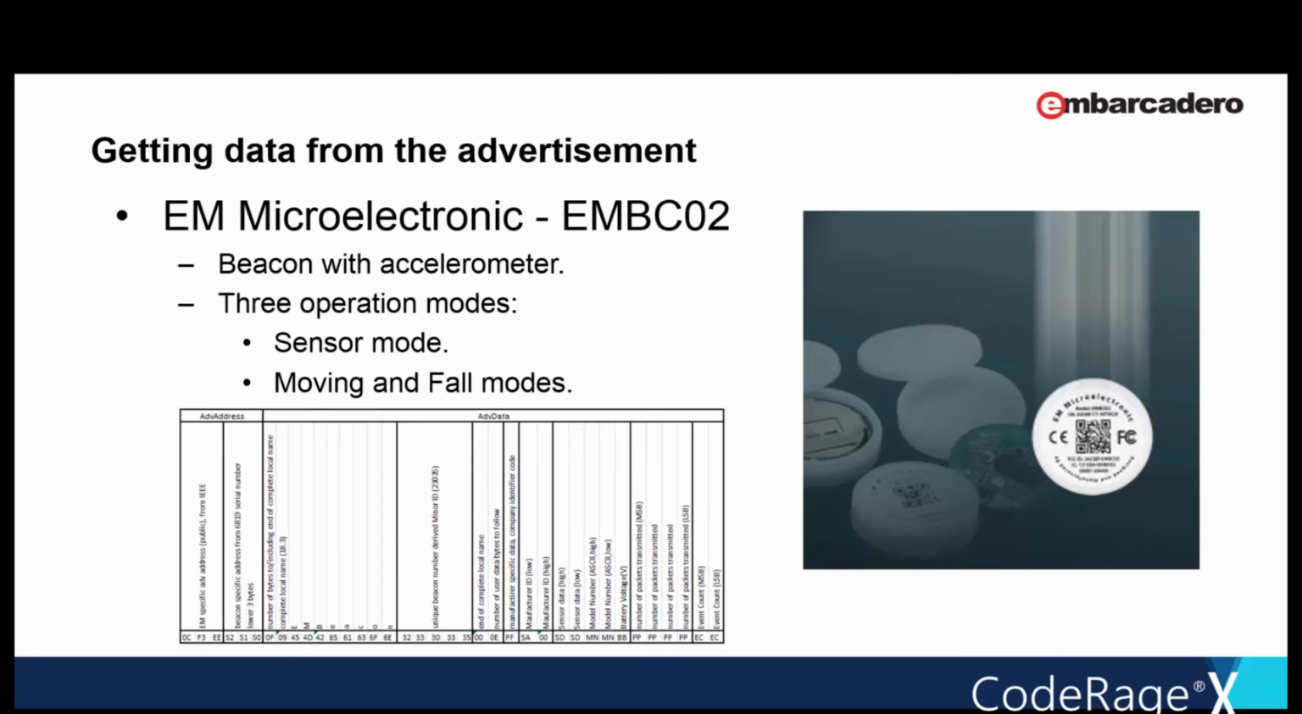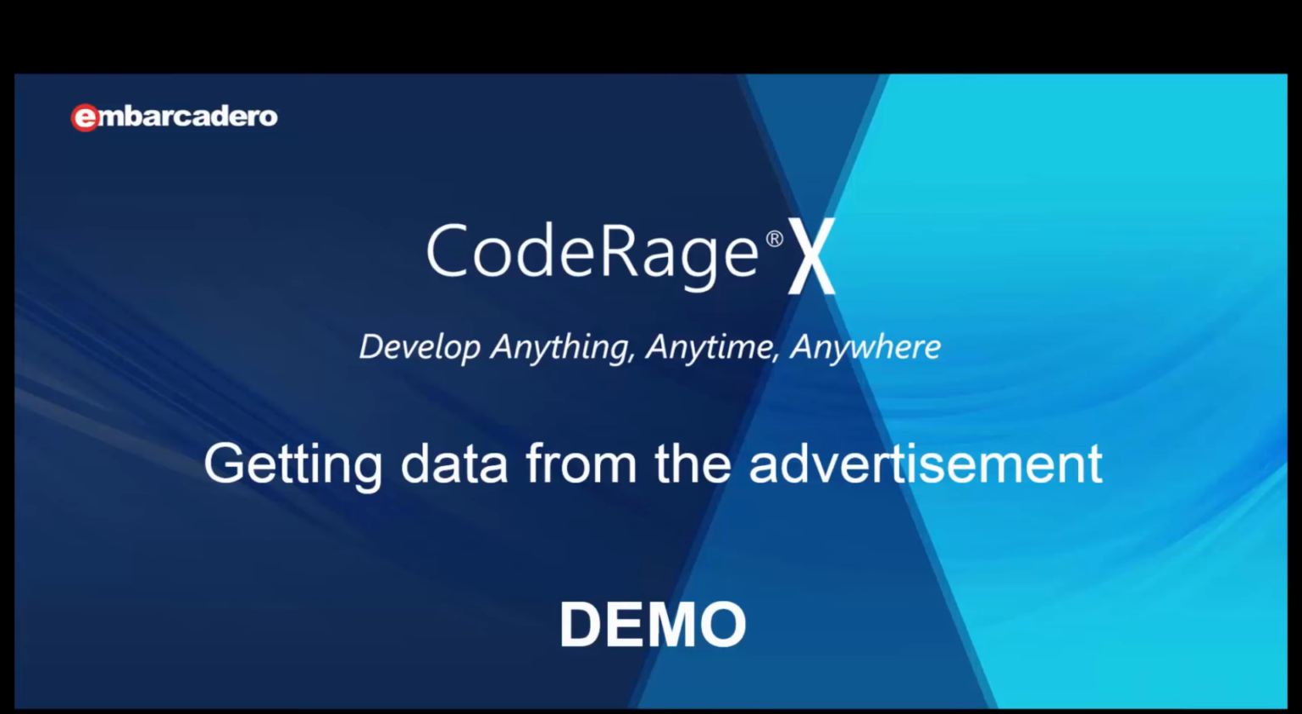The other device is the EM Microelectronics EMBC02 model, which is a beacon device with accelerometer. This device has three operation modes. In moving and fall modes, it broadcasts beacon proximity information when it detects movement or when it is falling. But in sensor mode, this device broadcasts its acceleration through what the vendor has called a sensor packet. This packet is just an advertised packet with two advertised sections, one for the device name and another for the manufacturer-specific data, where it provides the acceleration data and some more information, as you can see in the packet diagram. Let's see how it works in the following demo.